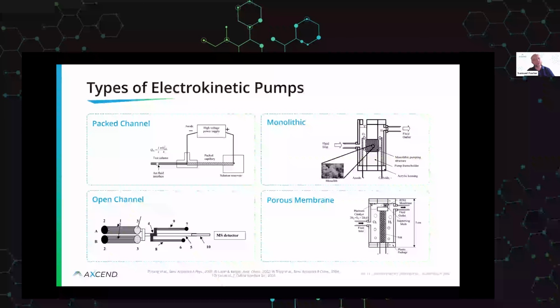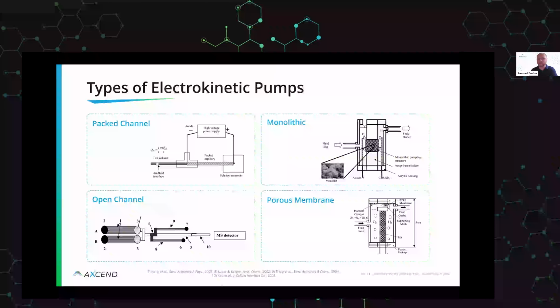Similar in theory is monolithic. Again, we have monolithic columns in separation mode. You take a porous polymeric substance and stretch it across a length of tubing. And based on that, you can coat it or functionalize it to help with that double layer. And by doing so, you can apply an electric field across it to generate flow. Porous membrane is very similar to the other two. Again, we're just looking to make very porous membranes and surface areas where we can get that flow going.